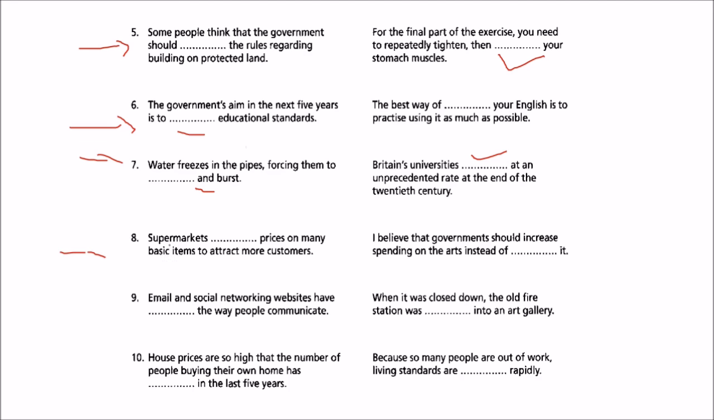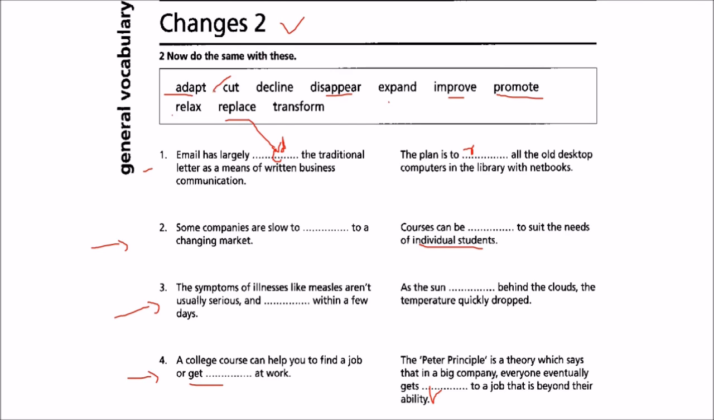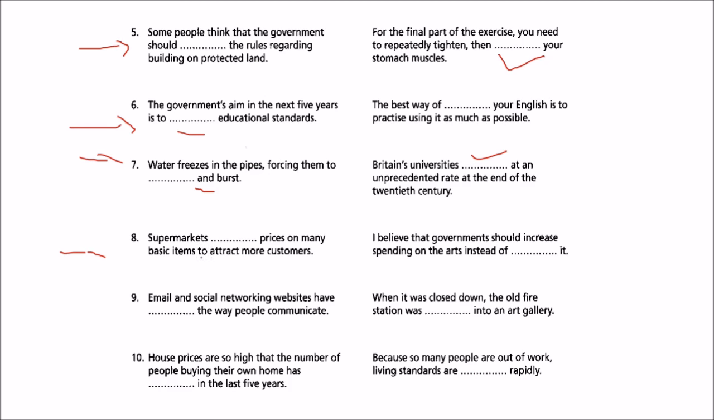Eighth one. Supermarkets dash prices on many basic items to attract more customers. Supermarkets can cut down the price. So we'll use cut. Supermarkets cut prices on many basic items to attract more customers. Then I believe that governments should increase spending on the arts instead of dash, what are we going to use here? Cutting it. Instead of cutting it.